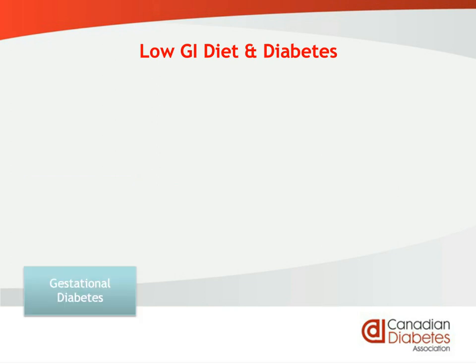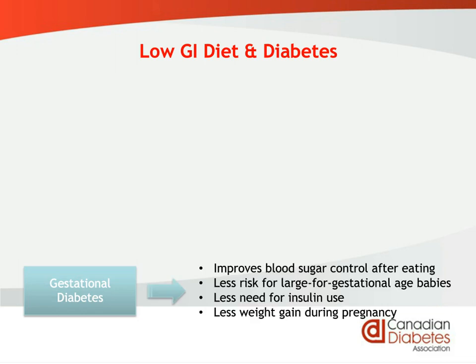The last diabetes that I'll talk about today is gestational diabetes. This is a type of diabetes that occurs only when you are pregnant and your body cannot produce enough insulin to handle the effects of a growing baby and the changing hormone levels. It usually goes away after the baby is born, but those who have had gestational diabetes are at a higher risk of developing type 2 diabetes. Research has found that following a low GI diet during pregnancy has improved blood sugar control after eating. There's less risk for large for gestational age babies, and this may reduce the likelihood of childhood obesity later on in life. There's also research supporting that there's less need for insulin, as well as less weight gain during pregnancy.